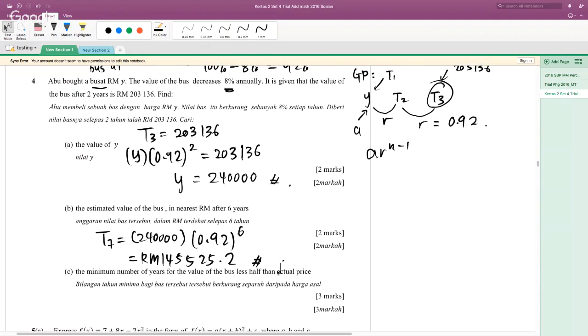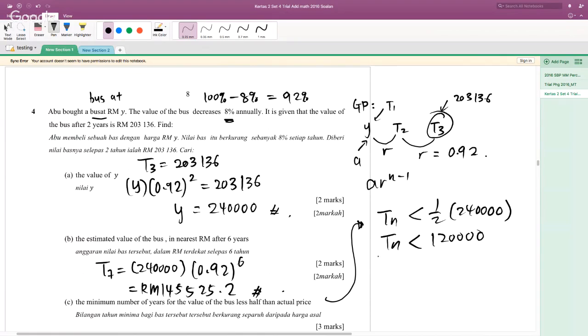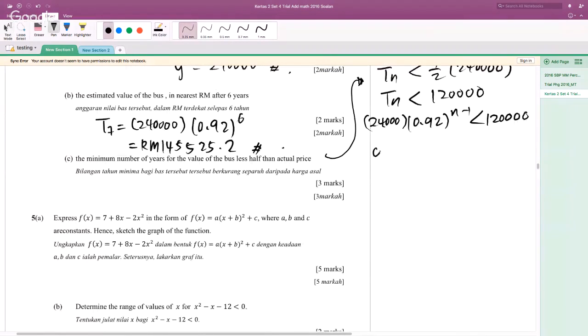Okay, so the next one, the minimum number of years for the value of the bus to be less than half of the actual price. So this one basically asks you to find Tn when the value of the bus is less than half of the actual price. So Tn will be less than 120000. So Tn is AR^(n-1) = 240000 times 0.92^(n-1) is less than 120000. And I will just simplify it: 0.92^(n-1) is less than 1 over 2, 0.5.